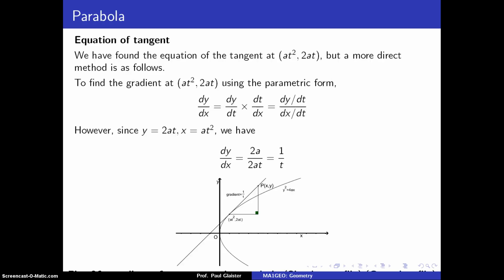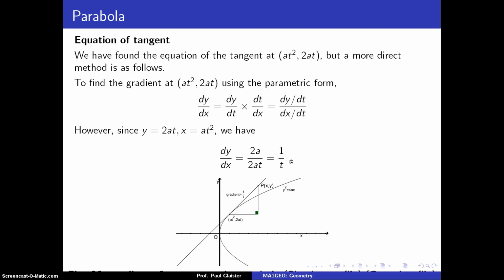2at. So first of all, we can determine the gradient of the parabola at that point. We can use the chain rule, so dy by dx is dy by dt times dt by dx, which is dy by dt over dx by dt. If we substitute for y as 2at and x as at squared into that, we can easily show from this chain rule that dy by dx is 1 over t.